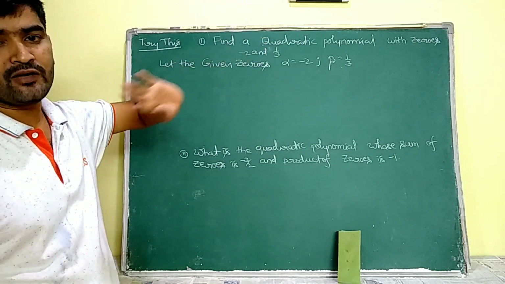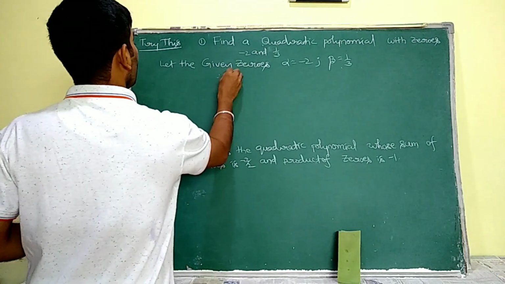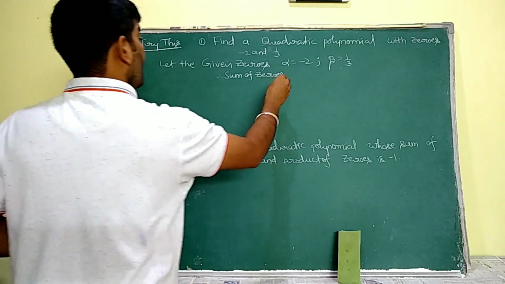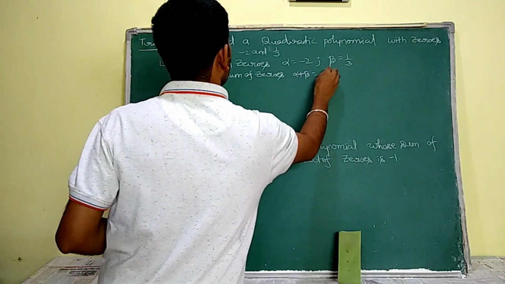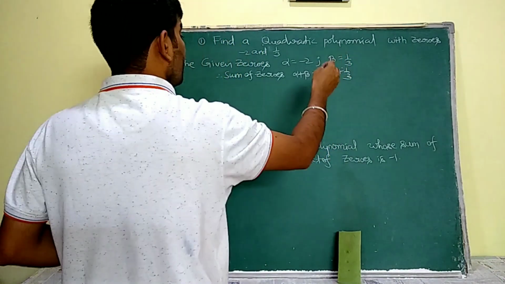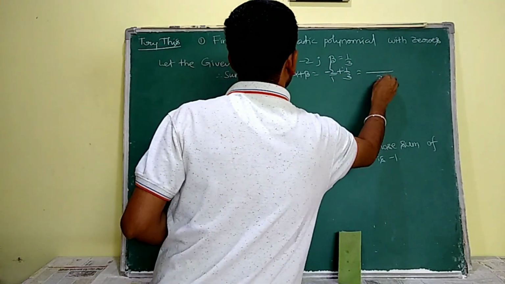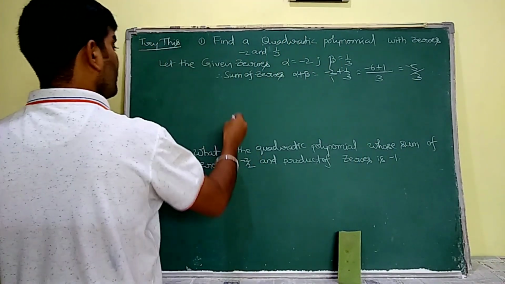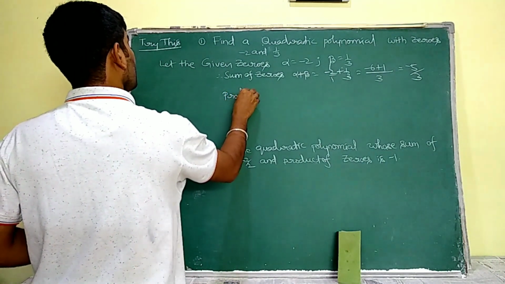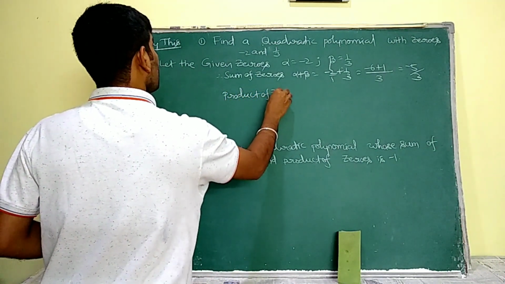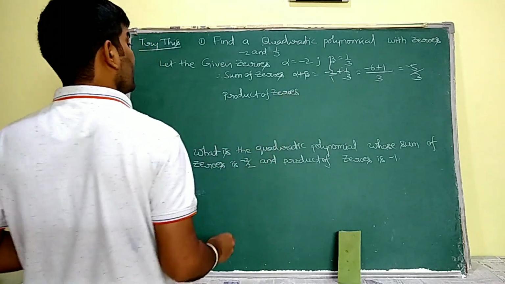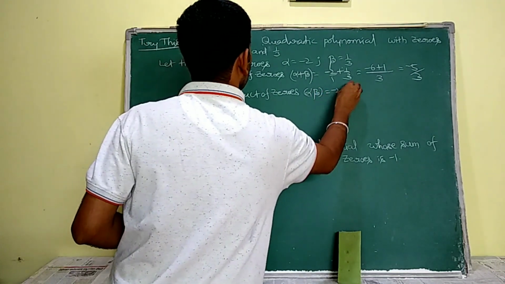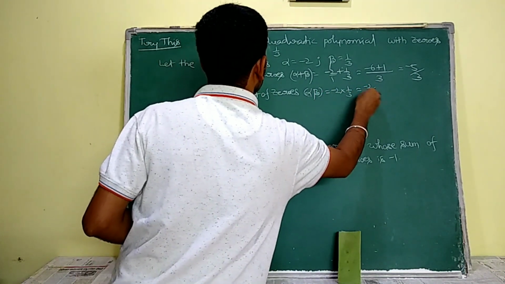Okay, now after writing those alpha and beta, we have to find the sum of zeros. Therefore, sum of zeros, alpha plus beta is equal to minus 2 plus 1 by 3. That is equal to, by taking the LCM, minus 6 plus 1, that is equal to minus 5 by 3. Okay, now the product of zeros we have to calculate. See now, here the product of zeros, alpha into beta is equal to minus 2 into 1 by 3, that is equal to minus 2 by 3.